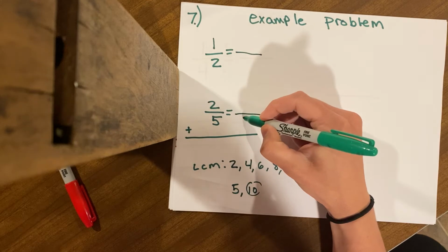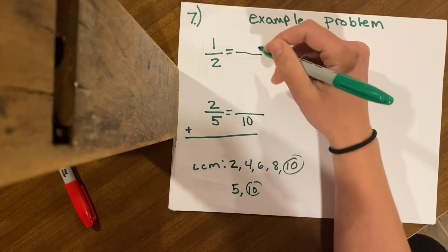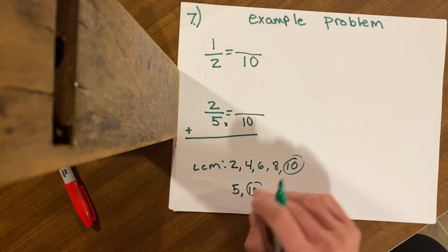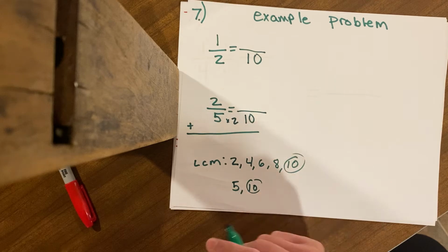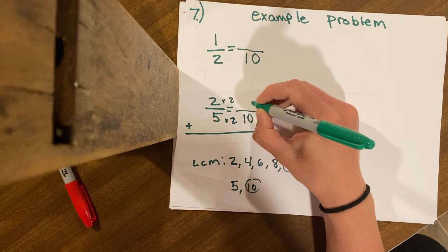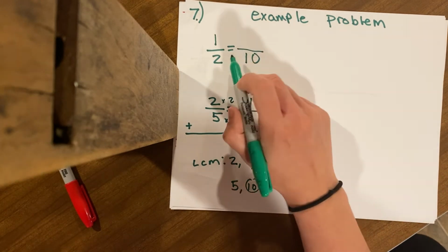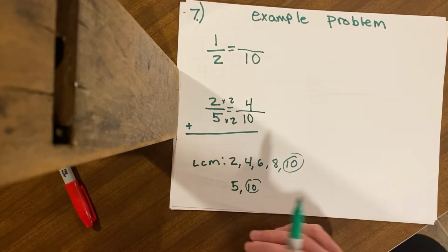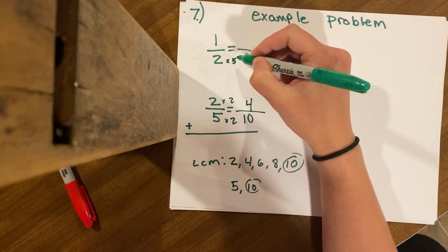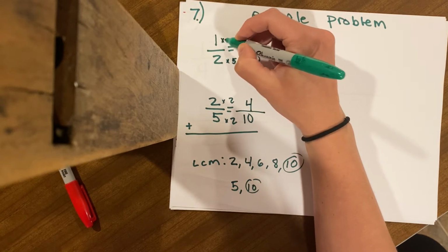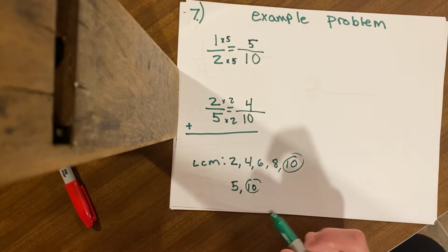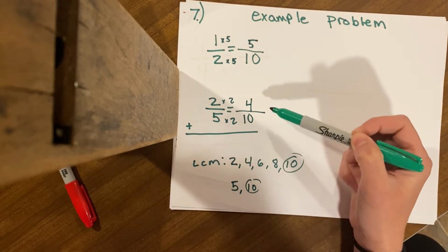Okay, now we know our denominator is going to be 10. 5 times what is 10? We know that's 2. Whatever we do to the bottom, we do to the top. 2 times 2 is 4. Okay, 2 times what is 10? We know 2 times 5 is 10. Whatever we do on the bottom, we do on the top. 1 times 5 is 5. Okay, so now we ended up with 5/10 and 4/10.